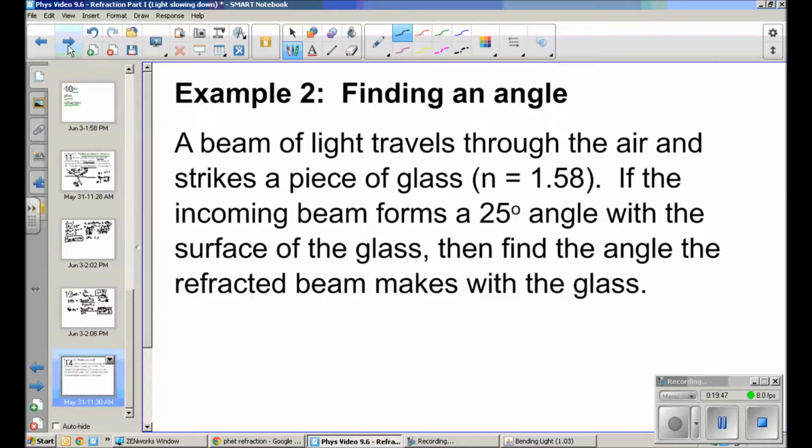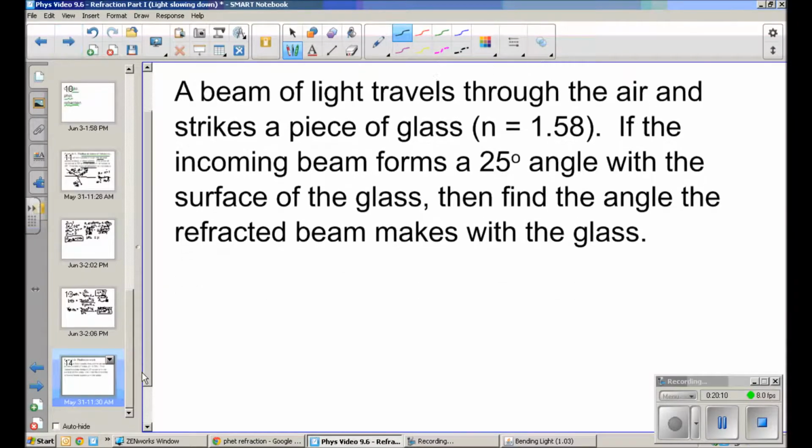All right. So this time it says a beam of light travels through the air and strikes a piece of glass. And I gave you n for the glass. It's 1.58. It says the incoming beam forms a 25-degree angle with the surface of the glass, and find the angle the refracted beam makes with the glass. So there is a lot going on here. The first thing I want to caution you on is please be careful about the wording of the angles.